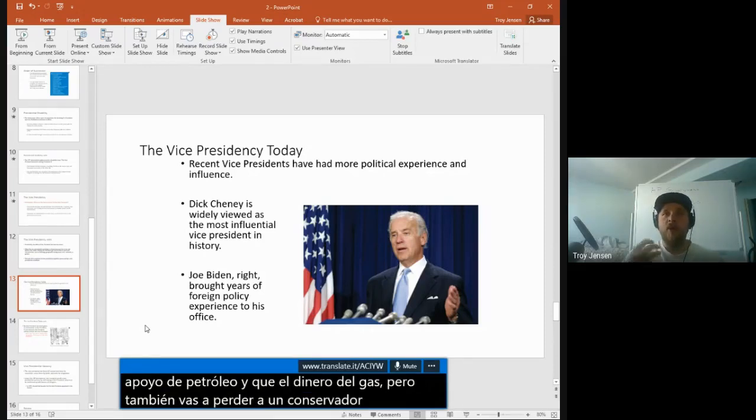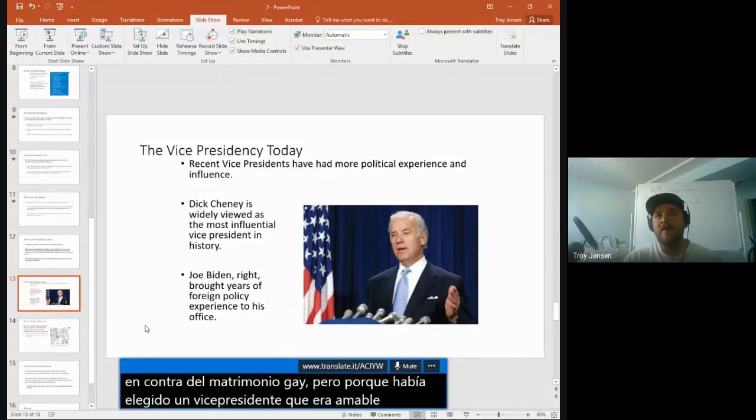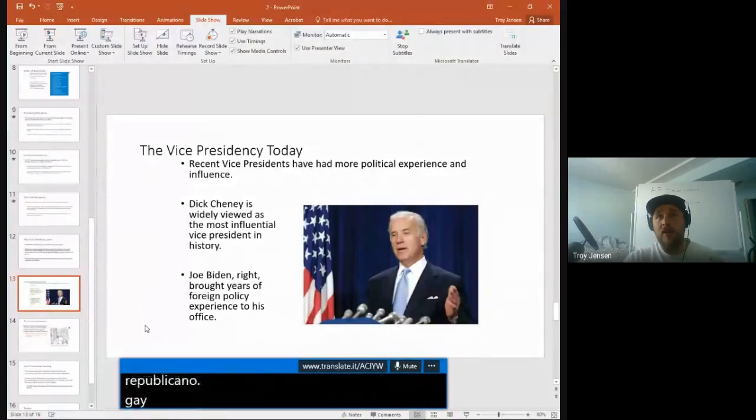Okay, so when you're picking a vice president, it's very important that you know who's going to support your campaign. When he picked Dick Cheney, actually a lot of gay Americans supported George Bush, even though he was open that he was against gay marriage, because he had picked a vice president who was kind of for gay marriage, even though he was Republican. Okay. Joe Biden, on the right of the presentation, was very influential to President Obama's foreign policy. Okay.